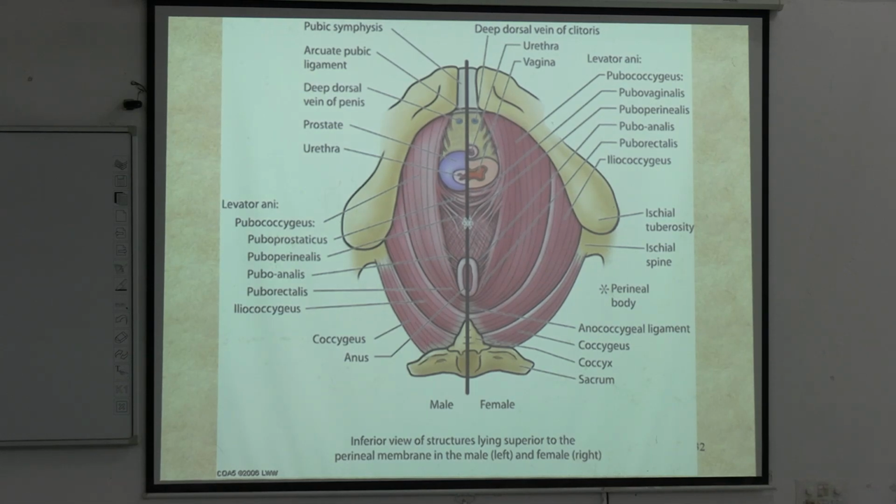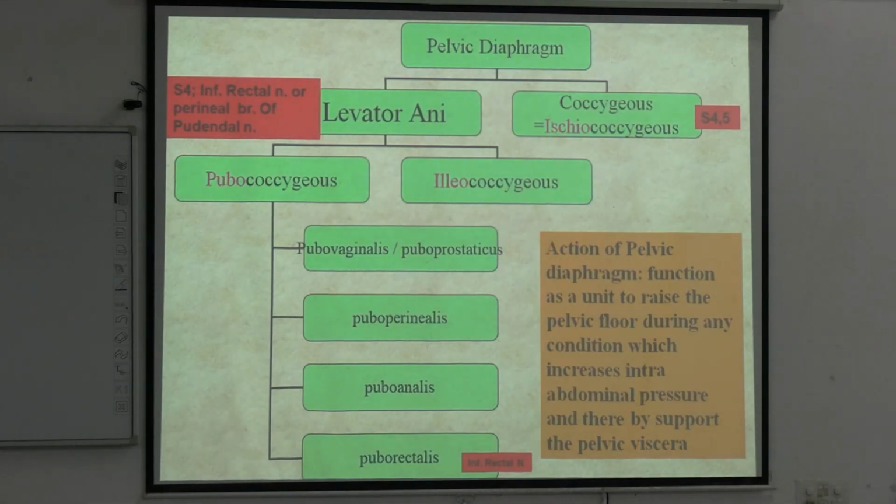The third one is the coccygeus, which is lying on the back side, the posterior side. So summarily, this pelvic diaphragm is made up of two component muscles, levator ani and coccygeus, also known as ischio-coccygeus. Levator ani is composed of two muscle groups, pubis to coccyx and ilium to coccyx. Now this pubococcygeus, running from pubis to coccyx, can be divided into subdivisions like pubo-vaginalis, pubo-analis, pubo-perinealis, and pubo-rectalis.